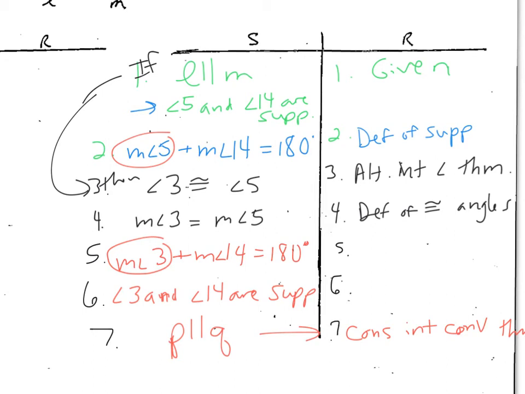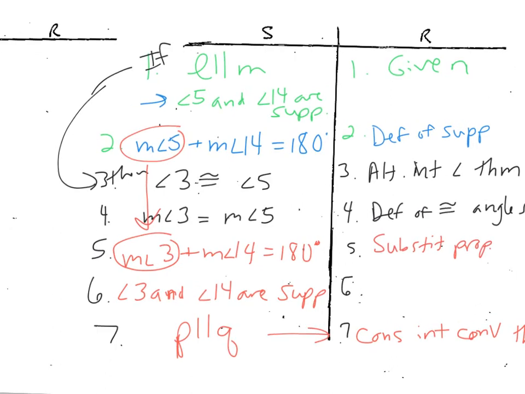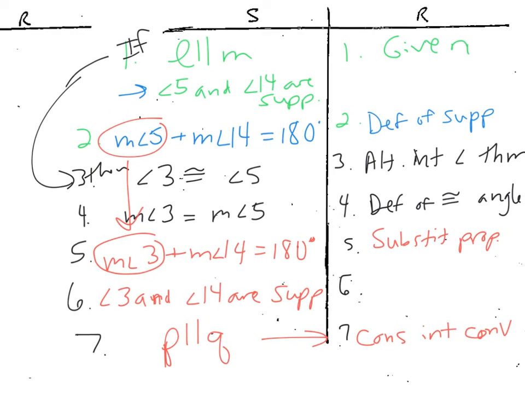So step 5, there's where I did my substitution, substituting angle 3 for angle 5 because I just said they're equal to each other. Note that could not be transitive property. I know a lot of times we can interchange those, but that's one of those that has to be substitution.